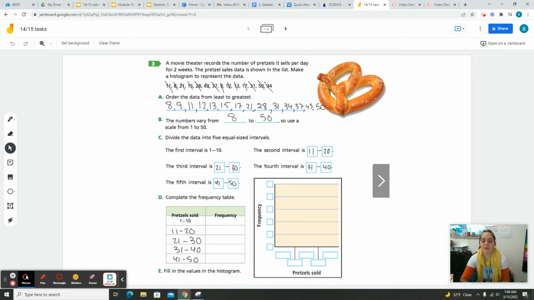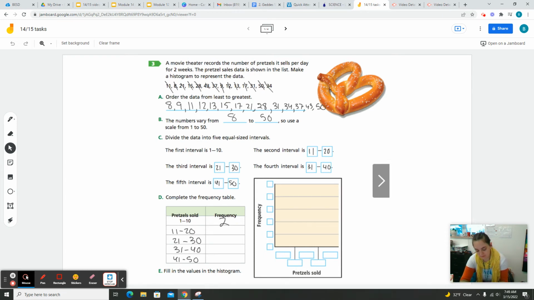The frequency is the number of times things occur in that interval. So we're going to look at our list from above, from part A, and count how many times things occur in those intervals. Between 1 and 10, we have 2, because it's just 8 and 9. Between 11 and 20, there is 1, 2, 3, 4, 5. 11, 12, 13, 15, and 17.